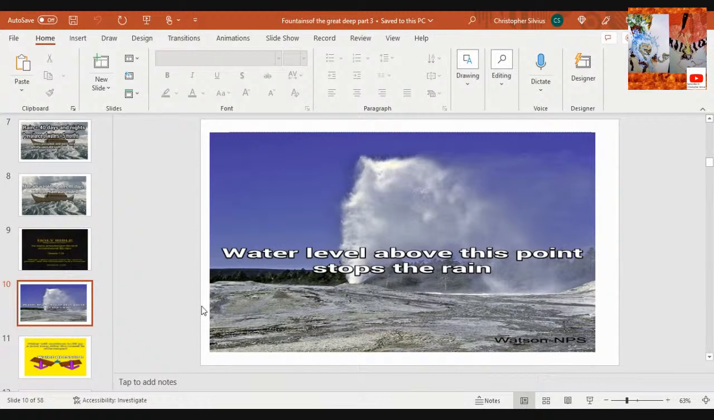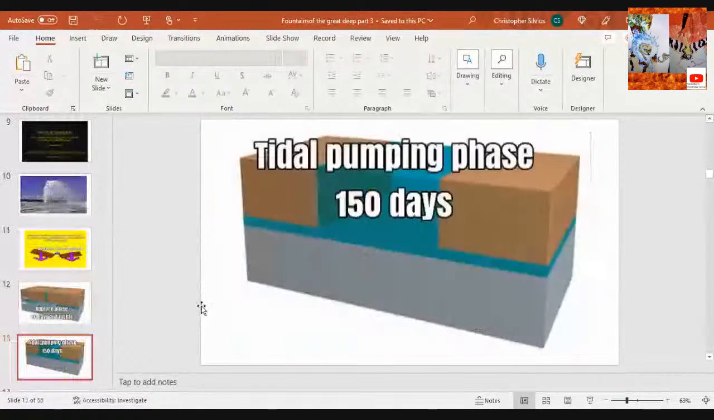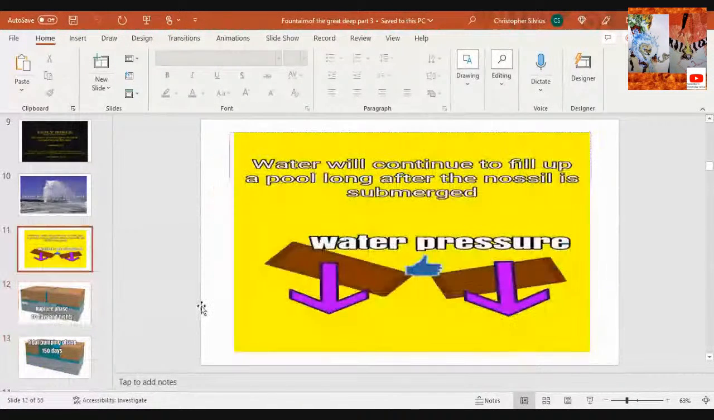If the water level gets above a certain point, like on a geyser, if the whole area were to flood, it would eventually stop the geyser. It wouldn't stop the water from escaping. It would certainly stop it from spraying in the atmosphere. And that's what's happening after the 40 days and 40 nights of rain. Water will continue to fill up a pool long after the nozzle is submerged. Like if you put a sprinkler in a pool, it will eventually get to a point where it's filling up the pool, but it's no longer spraying into the air.